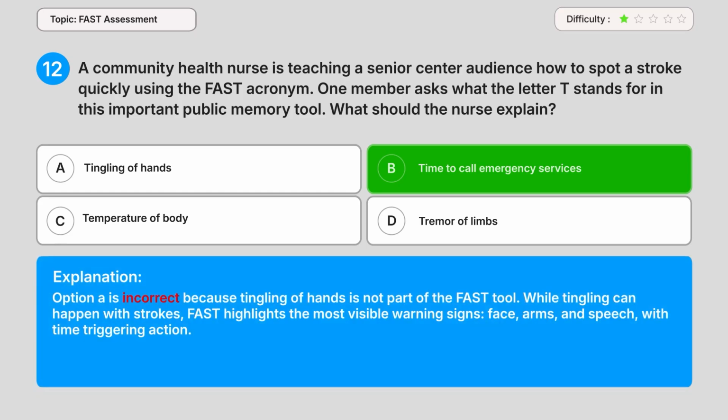Option A is incorrect because tingling of hands is not part of the FAST tool. While tingling can happen with strokes, FAST highlights the most visible warning signs: face, arms and speech, with time triggering action.